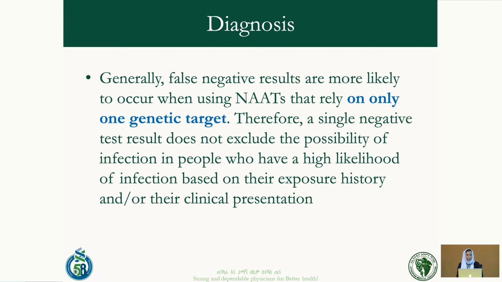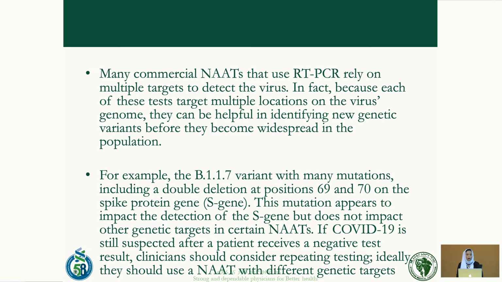So what kind of tests are necessary? Definitely we need a test which does not target only one genetic area. We need a test kit, or a diagnostic modality, which targets multiple genetic targets, and most on the market actually have multiple locations of the genome represented. But based on the shifts, let's take this example, the B.1.1.7 variant, which showed a double deletion at positions 69 and 70. If you use a test which detects the S gene, then you would have missed those specific variants of COVID-19.